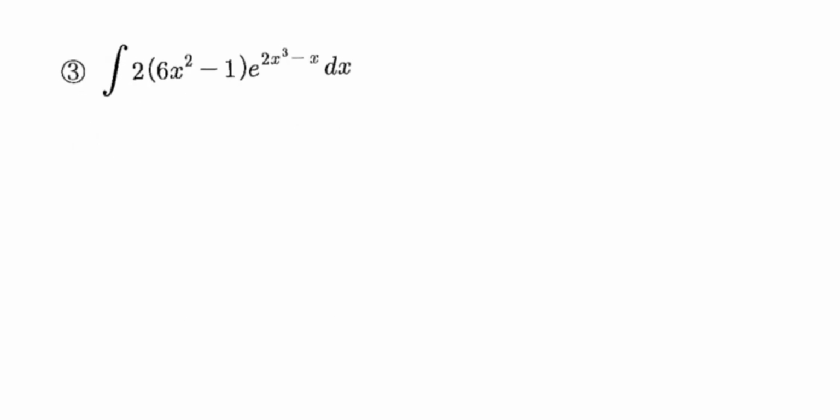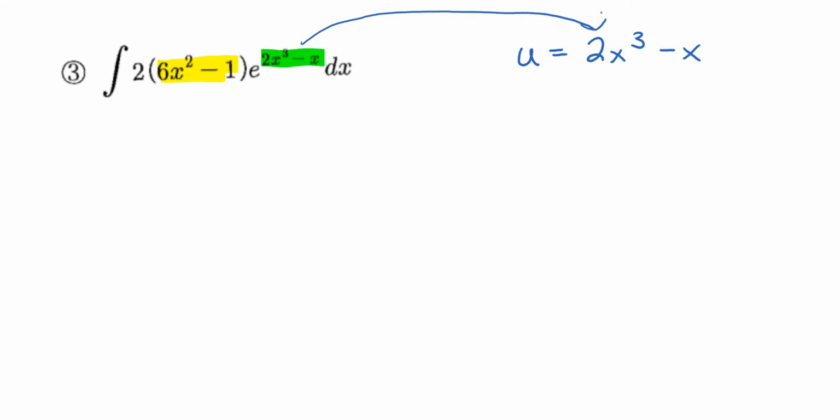Question number 3. Okay, for question number 3, a lot of things going on here. I have this part here in the brackets, then I have this part here on the power. So I will let the power be equal to my u variable, so 2x to the power of 3 minus x. All right, so how do I know if this power was the right u expression?